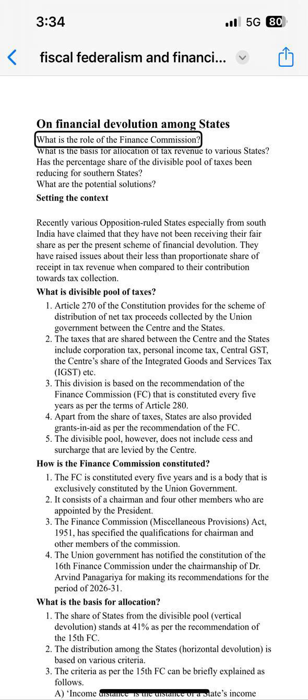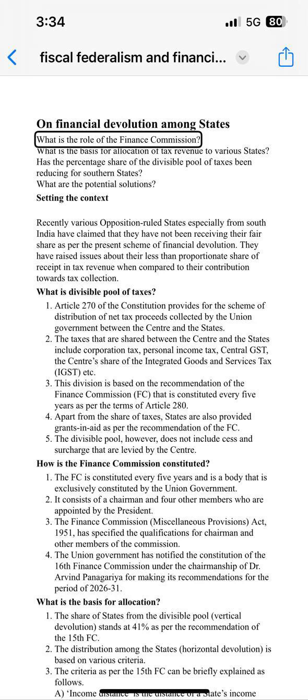Now, the point is that the first problem, the vertical devolution of the tax revenue to the states should be 41% of the total net tax revenue supposed to be collected and remitted to the state, right, by the central government, right? Whatever the central government collects and is bound to share with the states, 41% should be shared with the states. It is a vertical devolution.